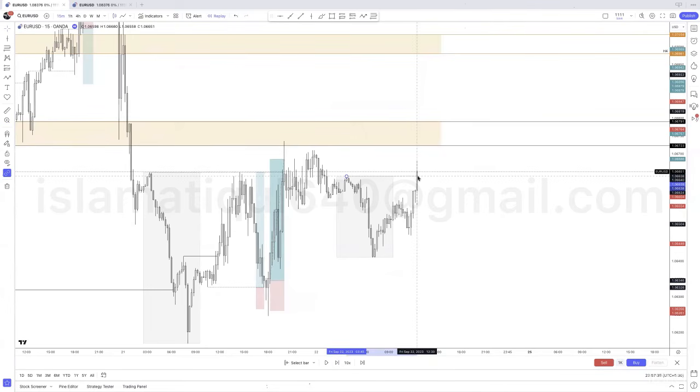There we have a sweep of the London high. But the thing is, I think this high might also be liquidity and it might give us a tap into this itself. Might take out this one and this one. So I'm not going to pull the trigger here. Let's see.